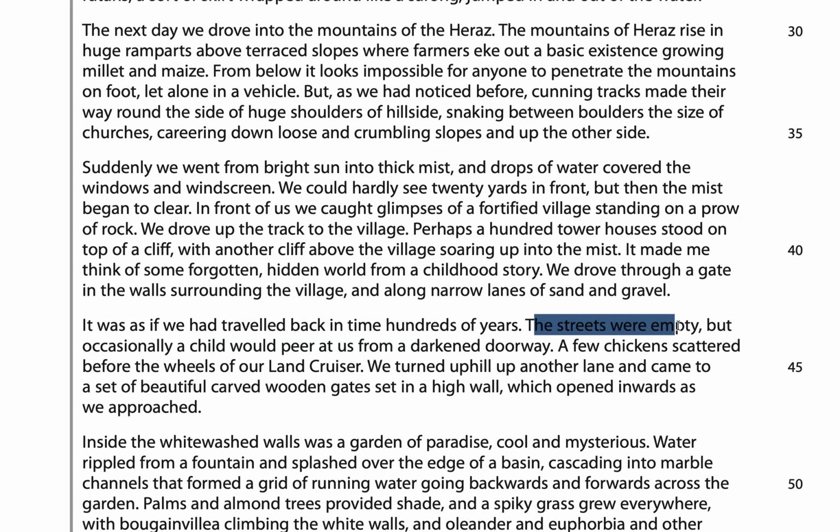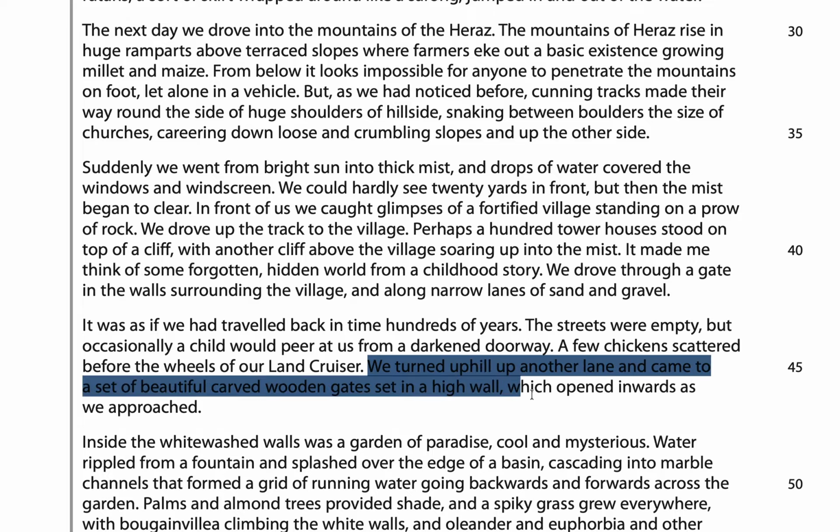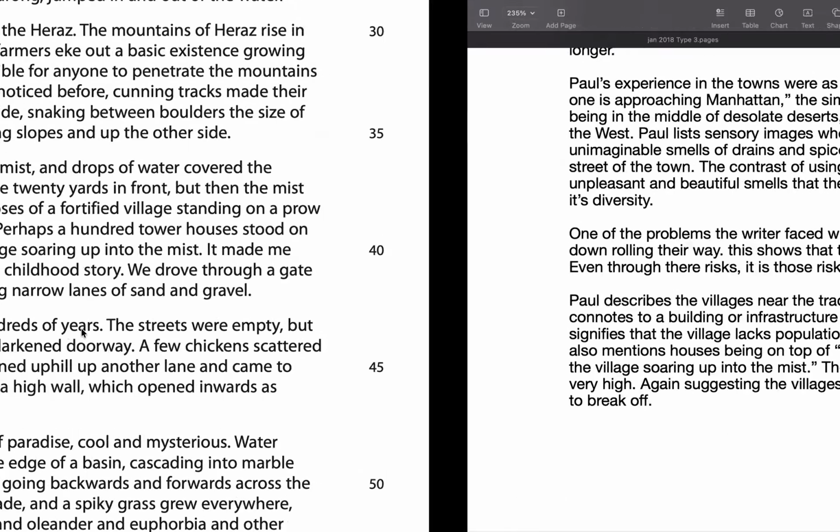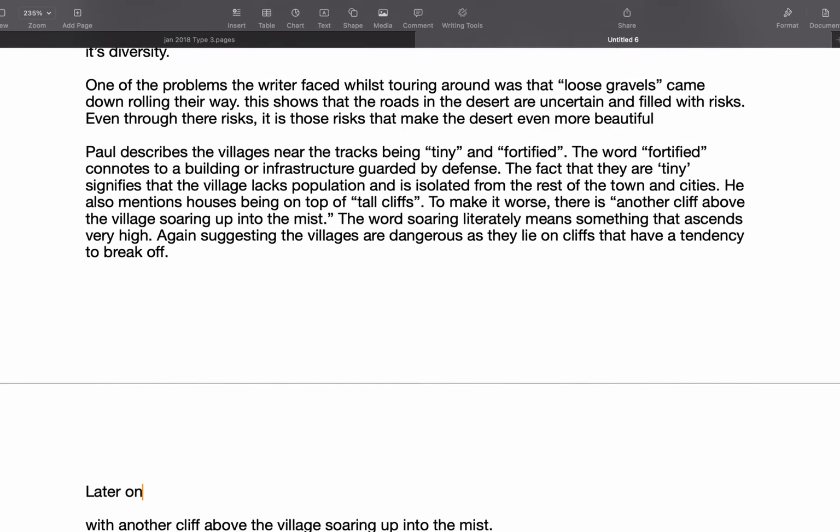The streets were empty, but occasionally a child would peer at us from a darkened doorway. Darkened doorway. This alliteration signifies an ominous vibe, like something's mysterious about the child, the way they would peek at the rider. A few chickens scattered before the wheels of our Land Cruiser, which I hope they don't get run over. We turned uphill, up another lane, and came to a set of beautiful carved wooden gates set in a high wall. Which okay, so then we're going to describe later on.